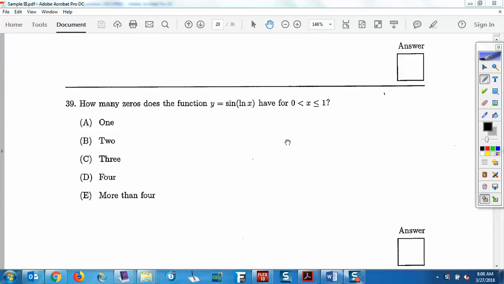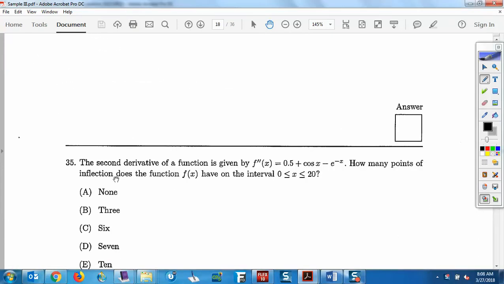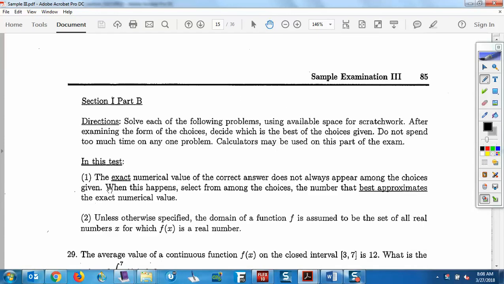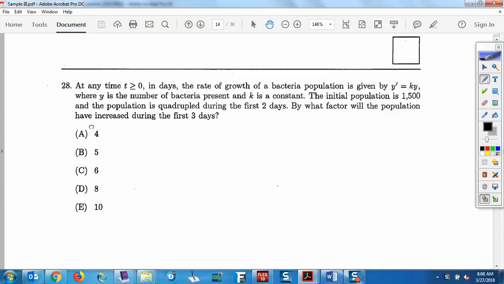All right, anything you want to do here? We didn't already cover. 28. This one?